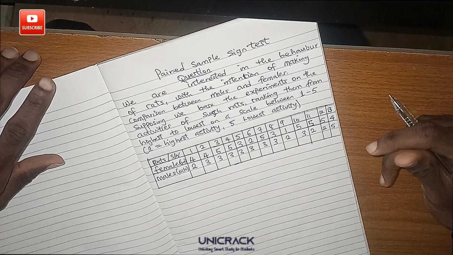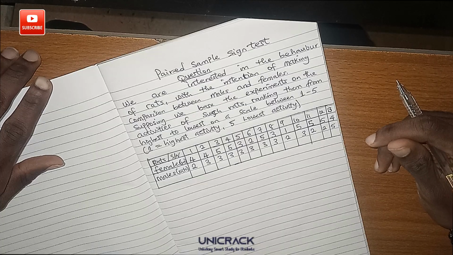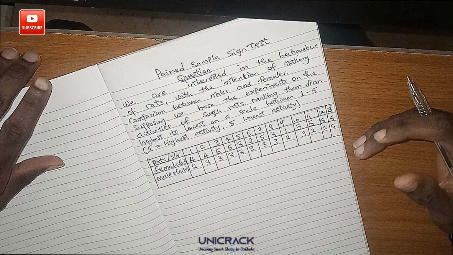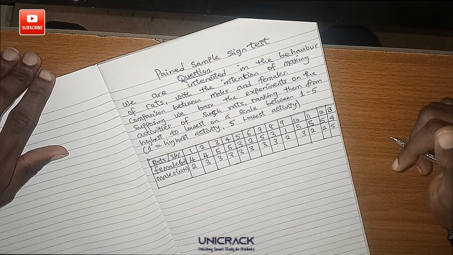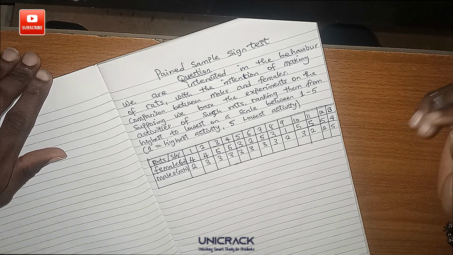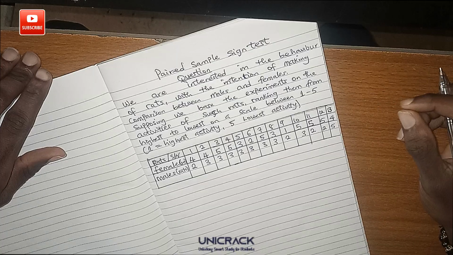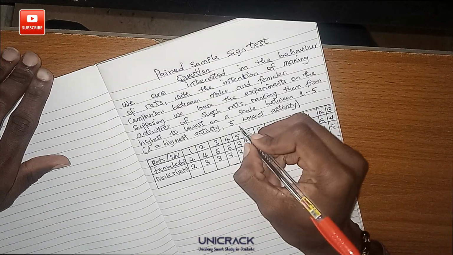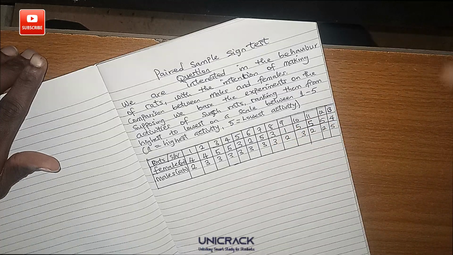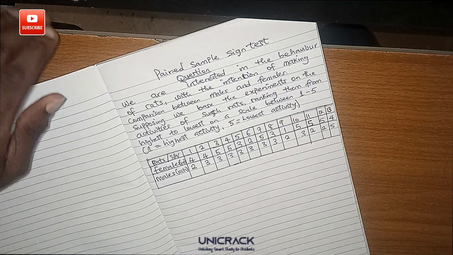Now, in this test, we have a question we'll be looking at. The question says that we are interested in the behavior of rats with the intention of making comparison between males and females. That means male rats and female rats. Supposing we base the experiment on the activities of such rats, ranking them from highest to lowest on a scale between 1 to 5, with 1 meaning highest activity and 5 meaning lowest activity.